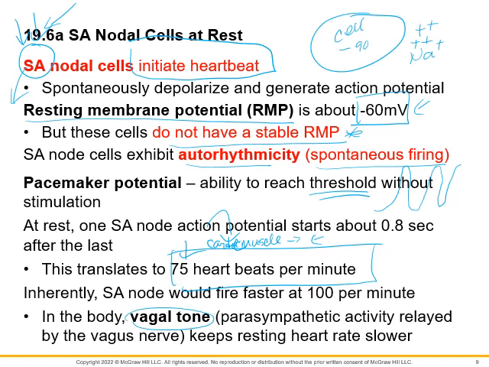We do have something called vagal tone. So this is the parasympathetic activity coming from the vagus nerve, and it keeps the heart at a lower resting heart rate. So if it was just up to the SA node, it'd be a little bit faster, but just like we keep our blood vessels partially contracted, this is going to lead to having the resting heart rate be a little bit lower.